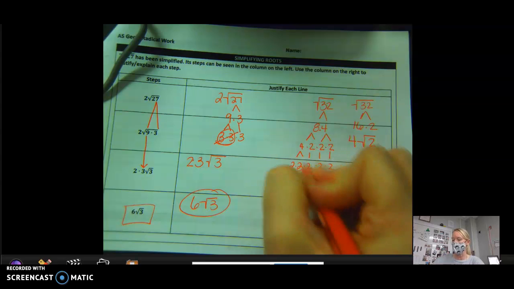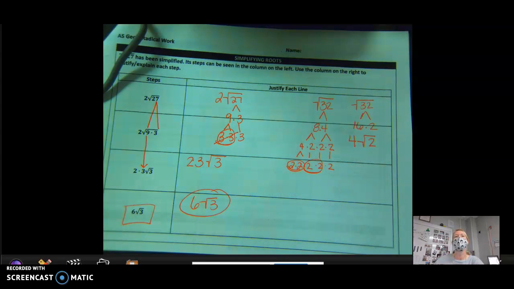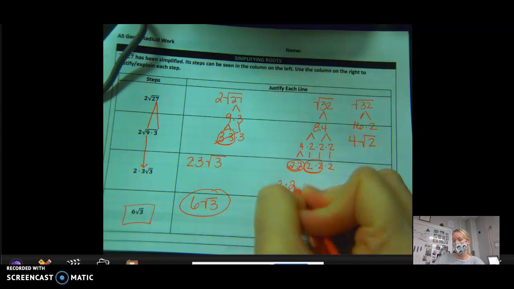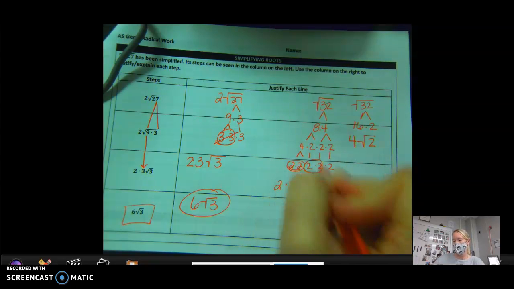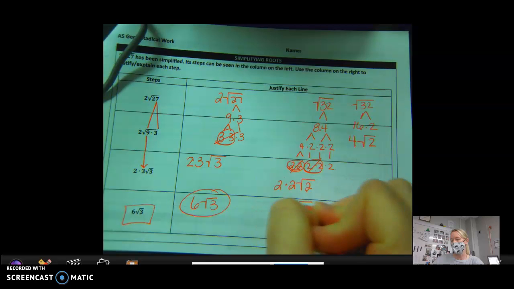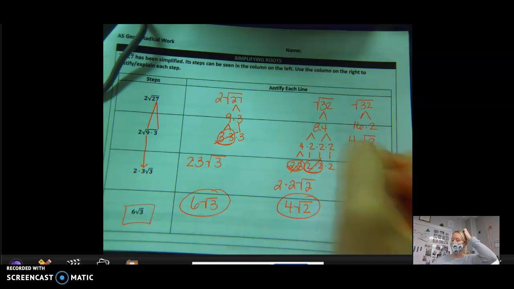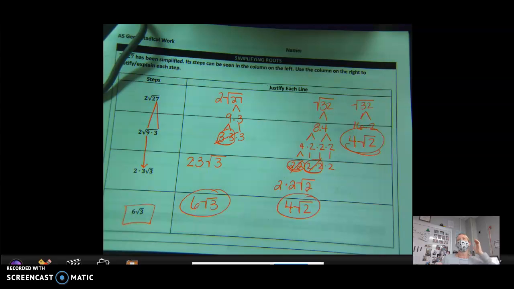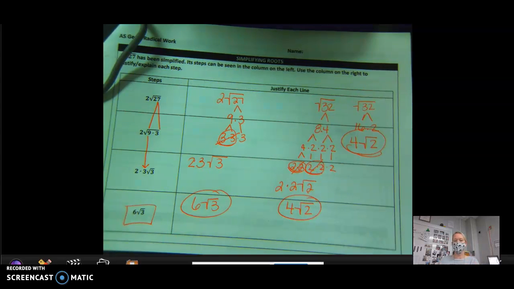I have one pair of 2s. I have another pair of 2s. Okay. What comes out from this pair of 2? What comes out from this pair of 2? What stays in? So that's gone, and I've dealt with that, and that's now here. What's 2 times 2 on the outside? Square roots of 2. So we're going to get the same answer. It just depends on if you can pull out the correct factor pair.